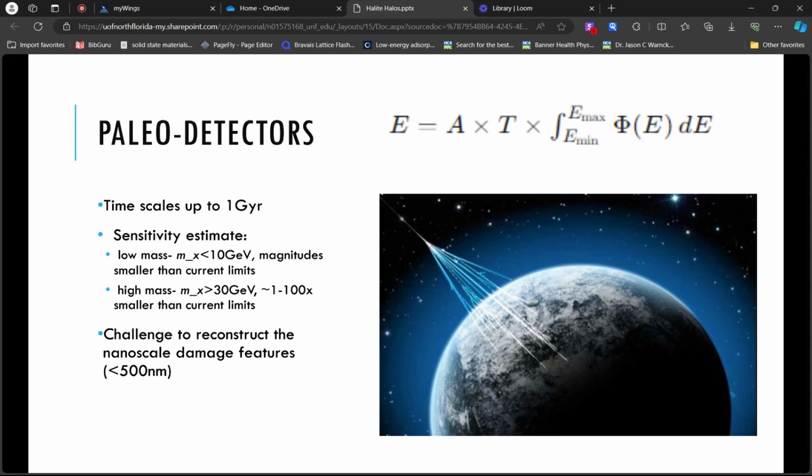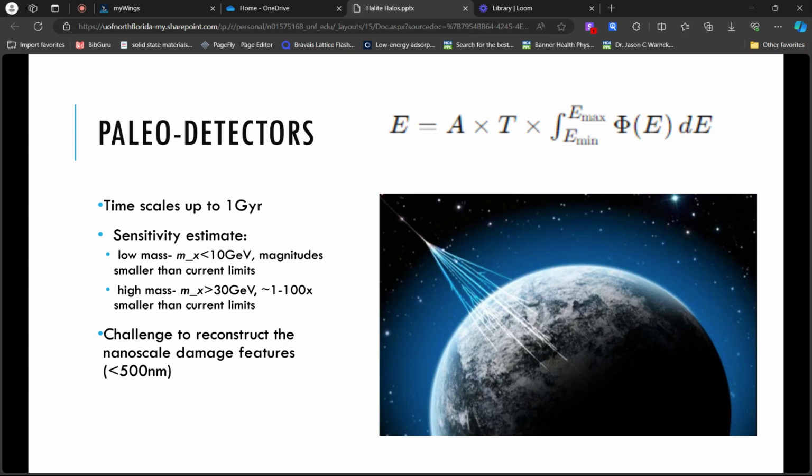The sensitivity of these is just simply better than the other experiments right now, as we can see. So for low mass particles for dark matter, we estimate that we can see less than 10 giga electron volts. The cross sections would be orders of magnitude smaller than the current limits. High mass, above 30 giga electron volts, we're about 1 to 100 times smaller than the current limits. Both of those things are very good.